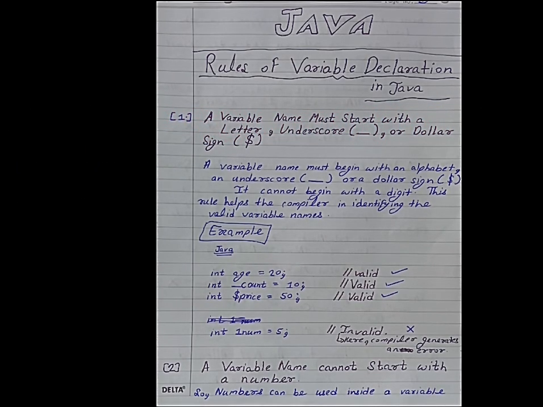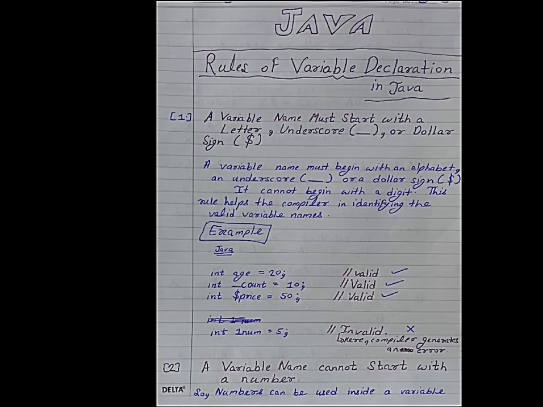Today's topic name is Rules of Variable Declaration in Java. As you know, variable declaration rules help programmers in creating valid and meaningful variable names, and these rules are defined by Java, and every programmer must follow them while declaring variables. If these rules are not followed, then the program will produce compilation errors. So now let's see these rules.